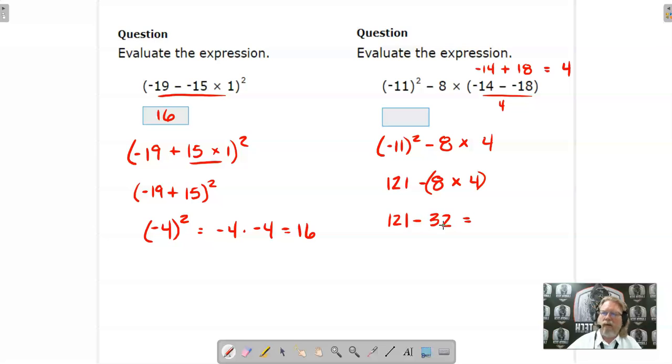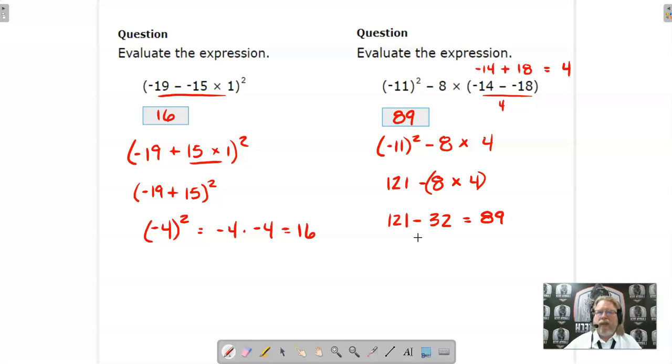And now I can do 121 minus 32. Yep, I could have done it in my head, but I got lazy there. 89. All right, so my final answer is 89.